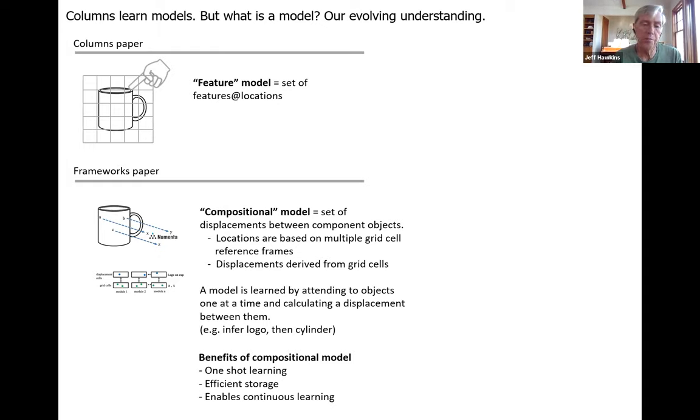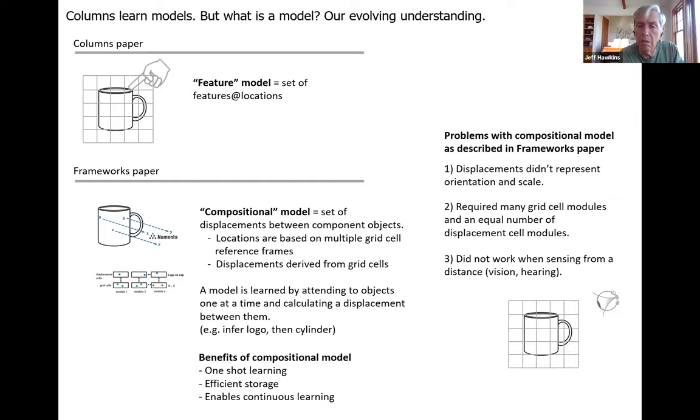But all these things are part and parcel of continuous learning, independent of the mechanism of dendrites. It just provides a structure for learning your models of the world continuously, just by attending to things. So that was all really cool. But there were a bunch of problems with the compositional model as described in the frameworks paper. I want to make a distinction. The compositional model is right, but as we described it in the frameworks paper, it had some problems.